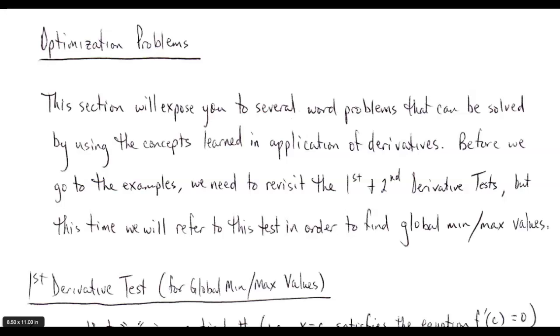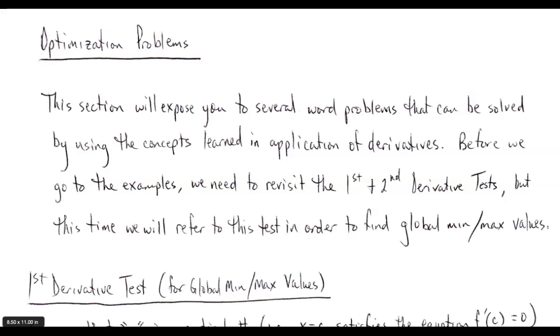This video will be about solving optimization problems. What optimization problems are essentially word problems where we are trying to minimize or maximize something. And in the world of calculus, we use derivatives to help us to be able to minimize and maximize.